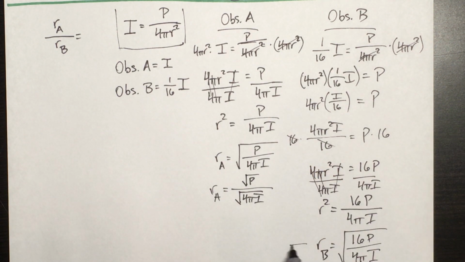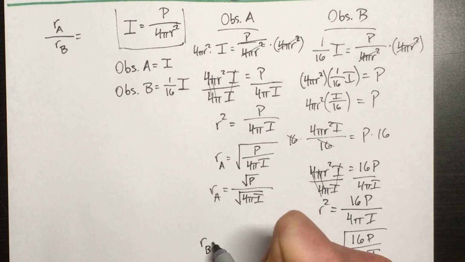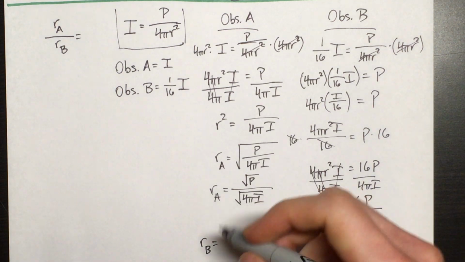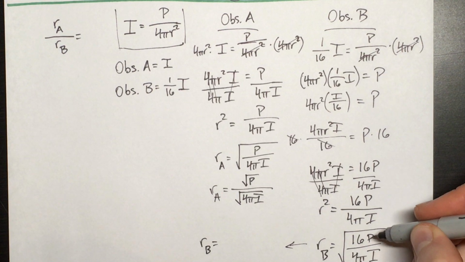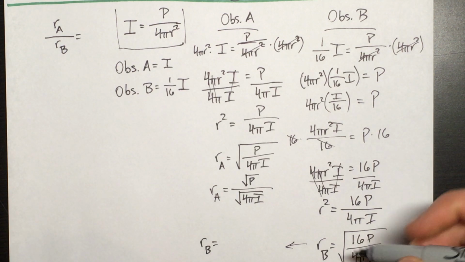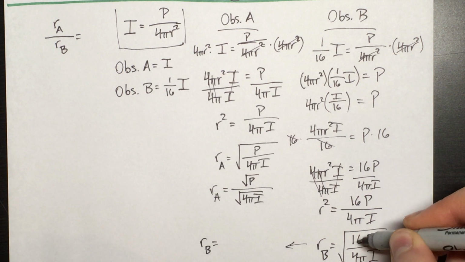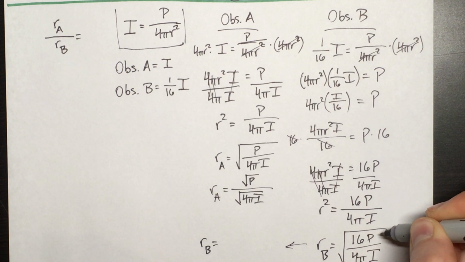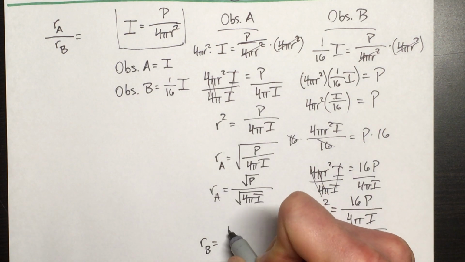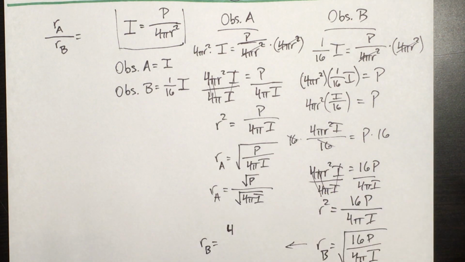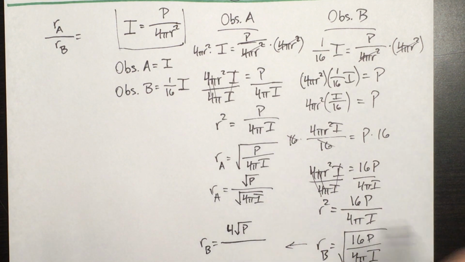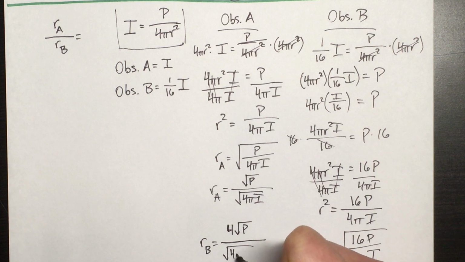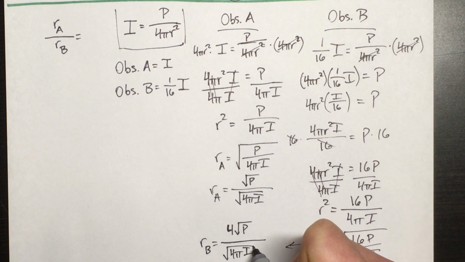Let me do the same thing with the RB. So RB is equal to the square root of 16p. How you take square roots of numbers and variables like this is the square root of 16p is equal to the square root of 16 times the square root of p. So what's the square root of 16? 4. So this is actually 4 times, we don't know what the square root of p is, so we just write square root of p over the square root of 4 pi I.